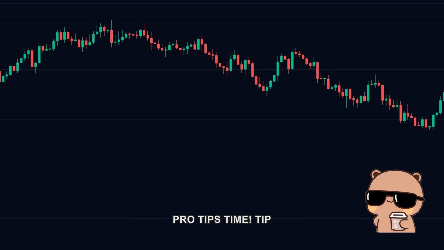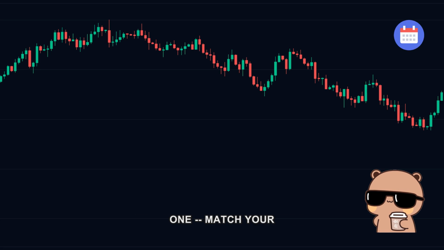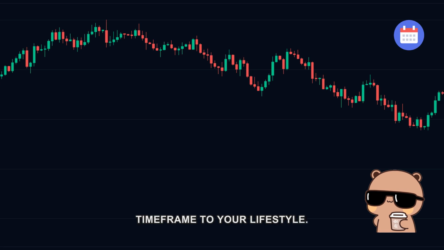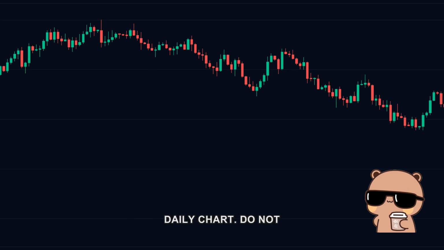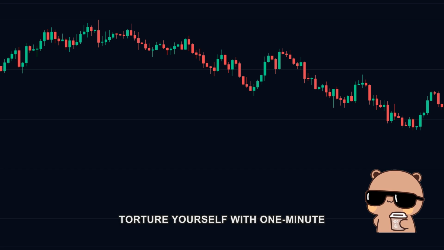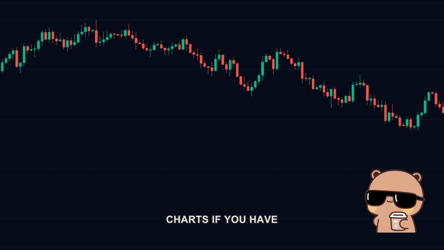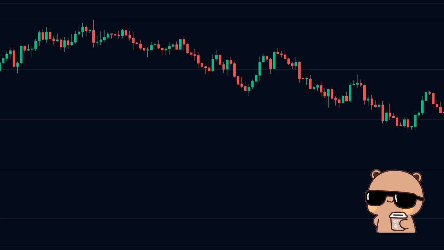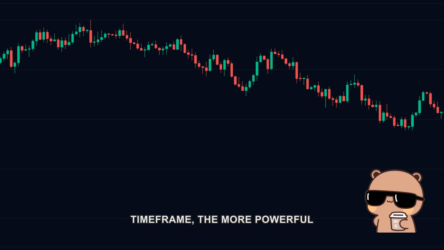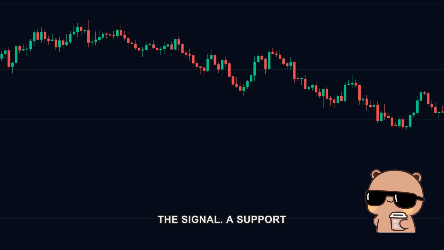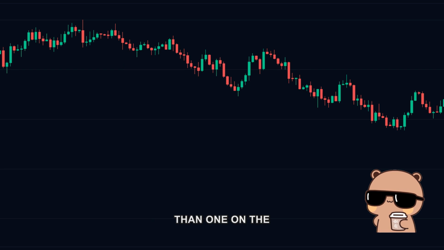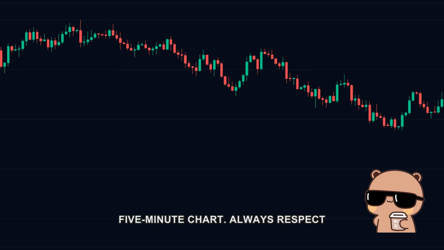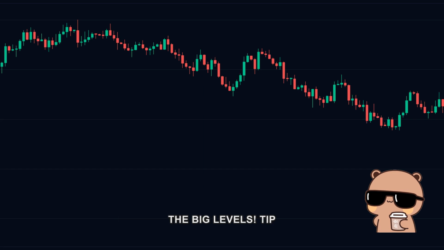Okay, pro tips time. Tip 1. Match your time frame to your lifestyle. If you can only check the market once a day, trade the daily chart. Do not torture yourself with 1 minute charts if you have a job. Tip 2. The higher the time frame, the more powerful the signal. A support level on the daily chart is way stronger than one on the 5-minute chart. Always respect the big levels.